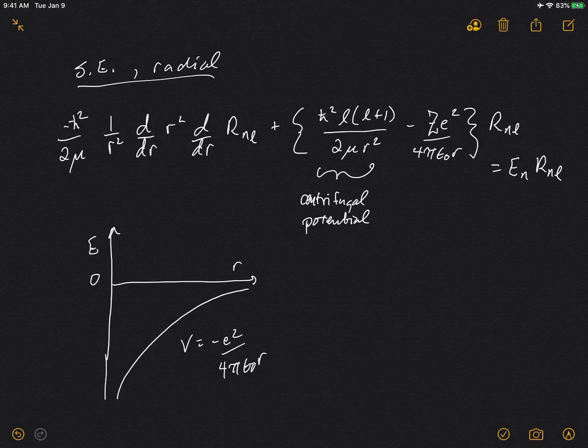And then we have this 1 over r squared potential. So it's going to drop off more quickly because it's a 1 over r squared. It's going to fall off more quickly than the 1 over r potential. It's going to get flat sooner.